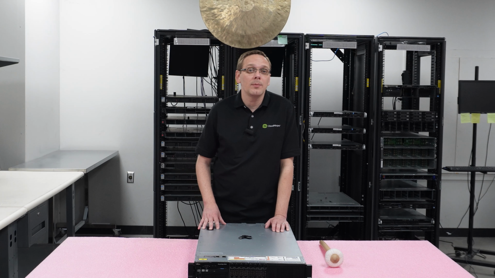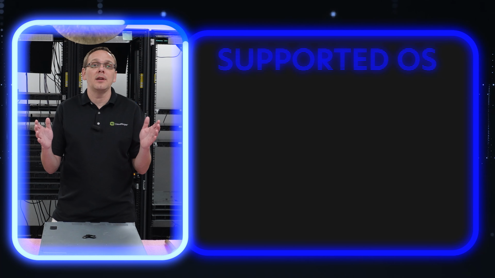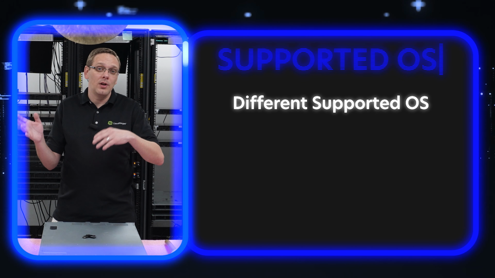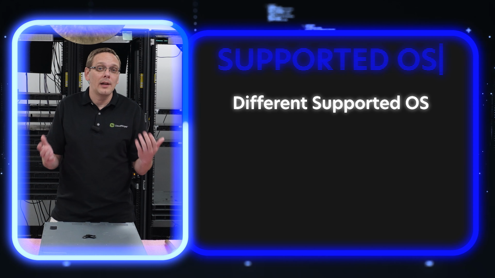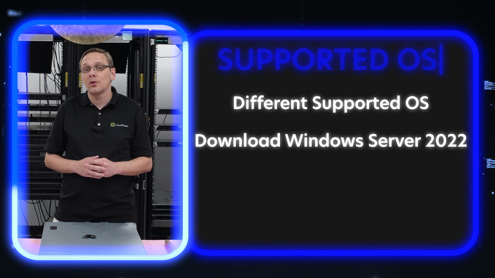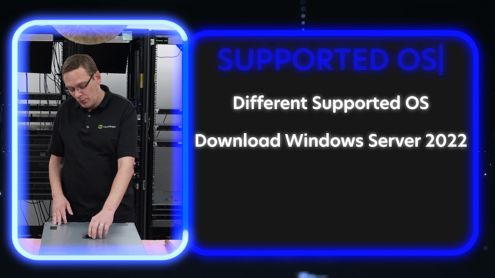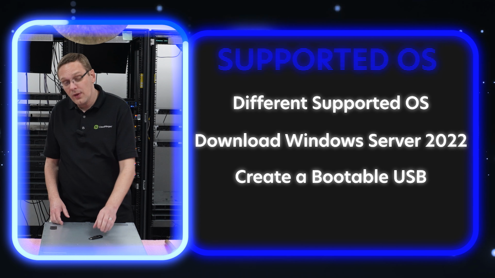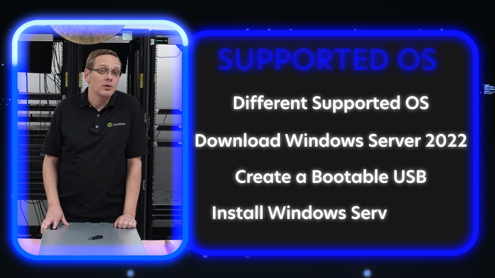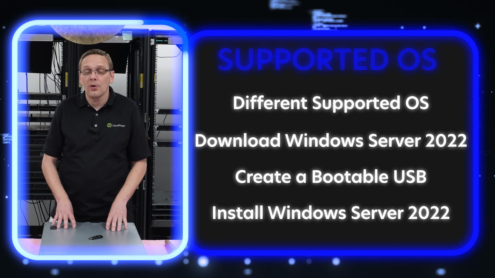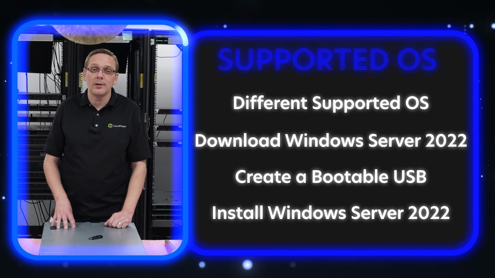So this video, as we mentioned, is going to be dedicated to supported operating systems. So here's what we're going to do. First, we're just going to list the compatible supported operating systems. If there's something that has come out since this video or maybe we missed, drop a comment down below, let the other users know. Then we're going to show you how to download Windows Server 2022. Then we're going to show you how to create a bootable USB with a program that we like called Rufus. And then we are going to show you how to install Windows Server 2022 onto your R830, and we're going to show step-by-step instructions all along the way.